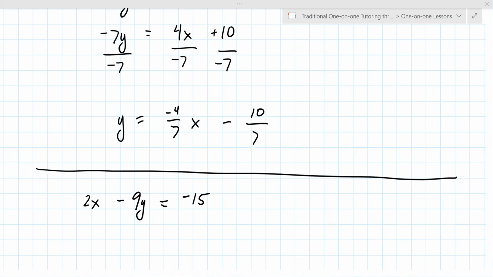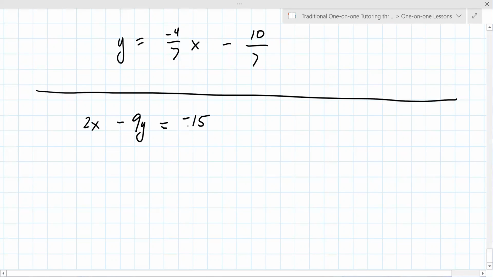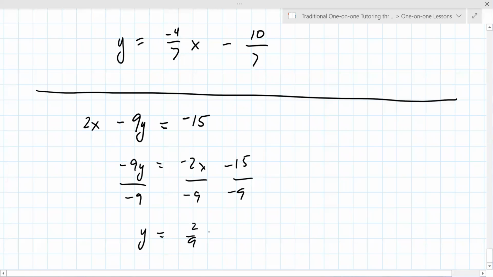Is it y equals 2/9 x plus 15 over 9? Yes. So 15 over 9 actually reduces, but it's minus 9y equals minus 2x minus 15. 5 and 3. Yeah. So y equals 2/9 x plus 5/3. So reduce when you can.